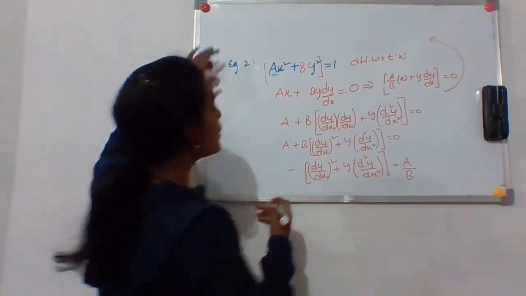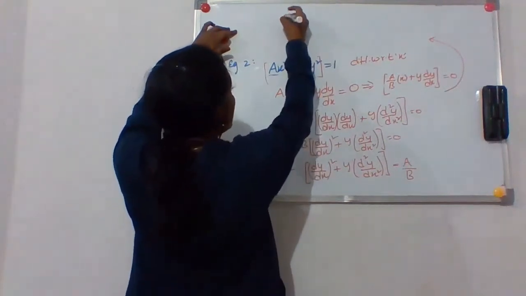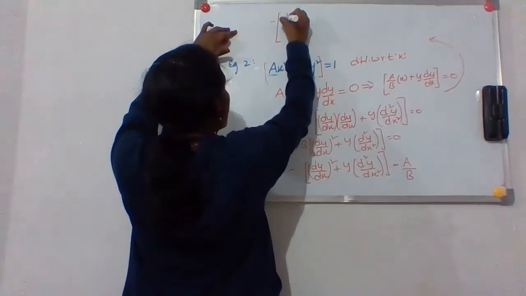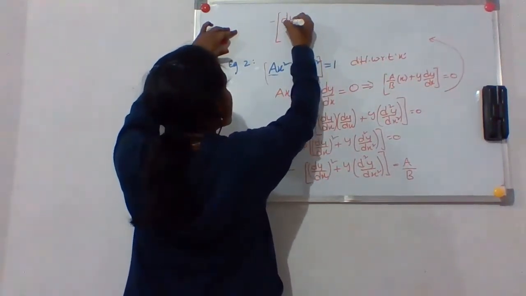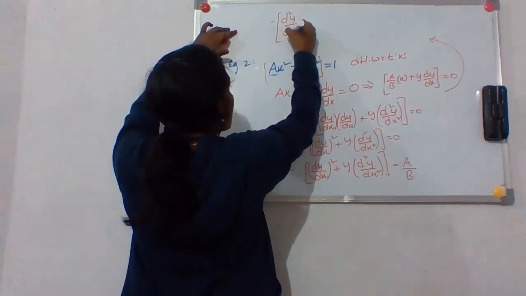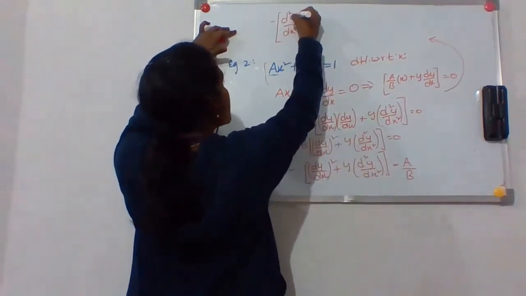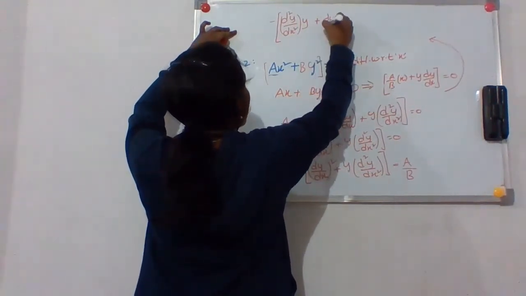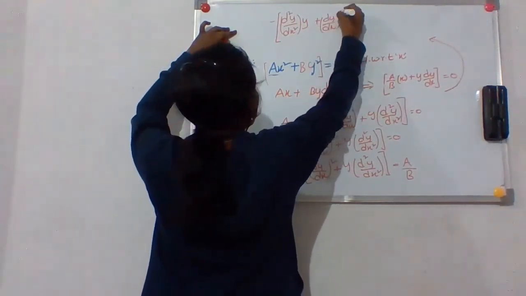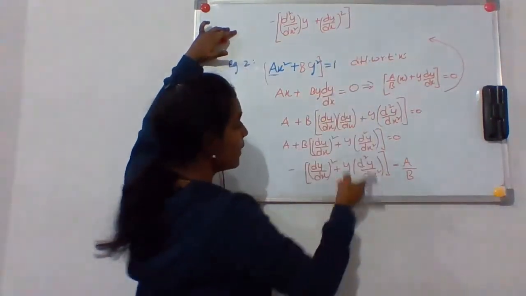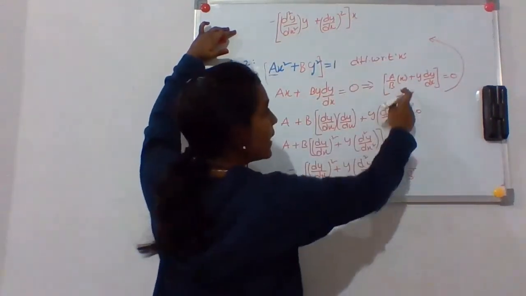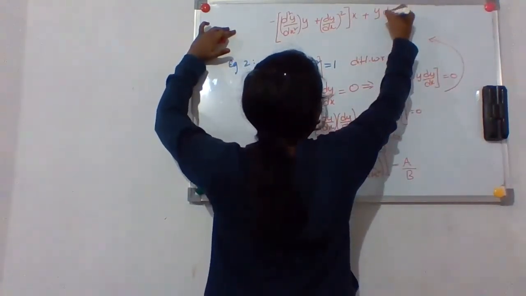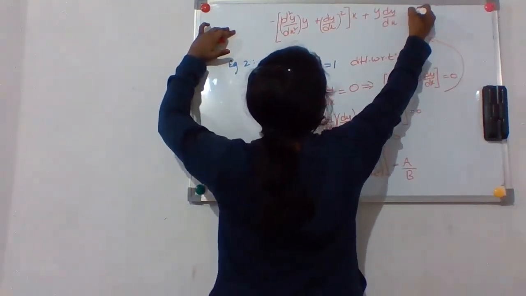Okay. If I eliminate a by b, I have to put this value in place of a by b. Right? Now how do I do it? Minus of d square y by dx square into y plus (dy by dx) whole square, into x plus y into dy by dx. This is equal to 0.